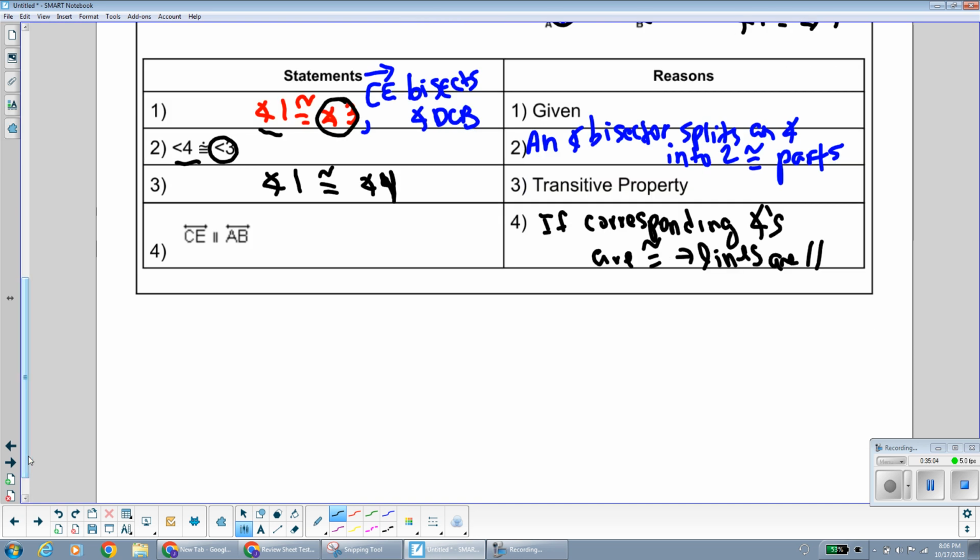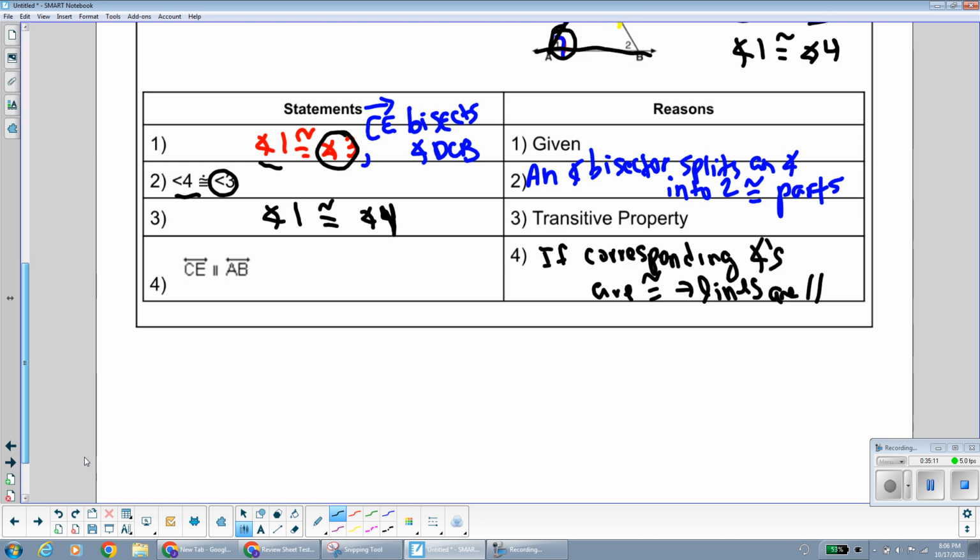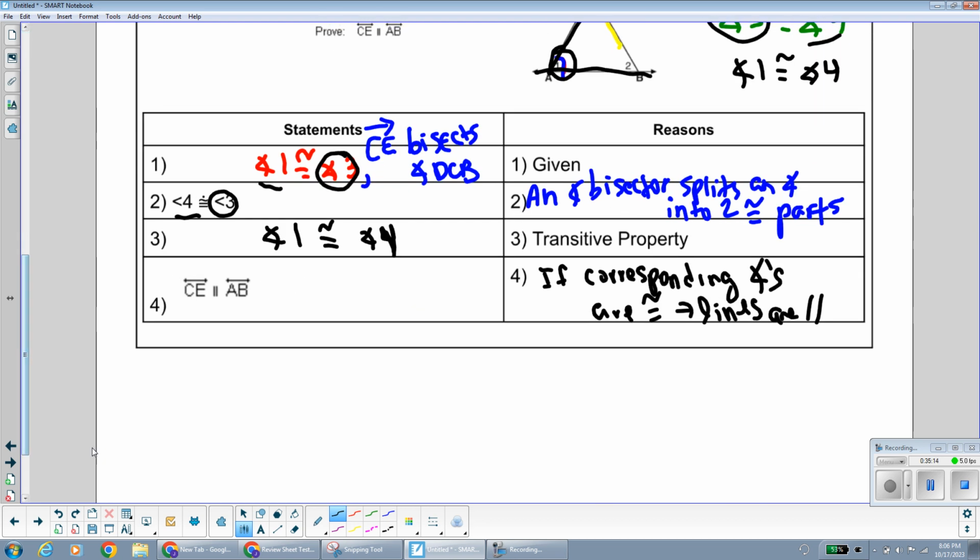And that's the end of the review sheet. Let me go back down to that. Oops. And that is all.